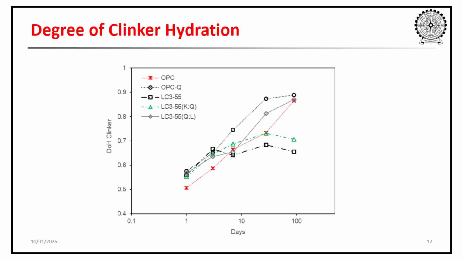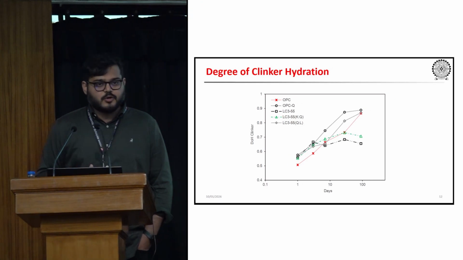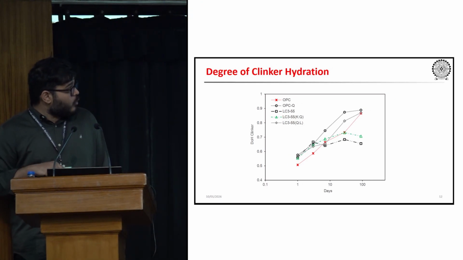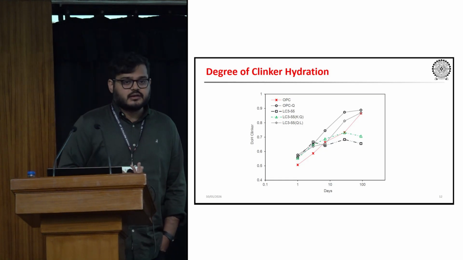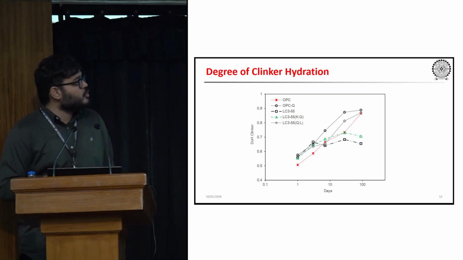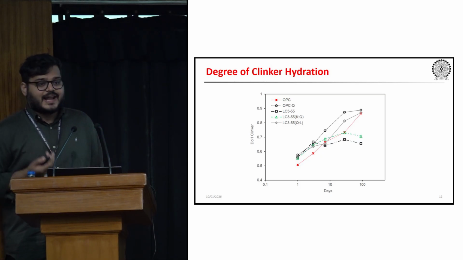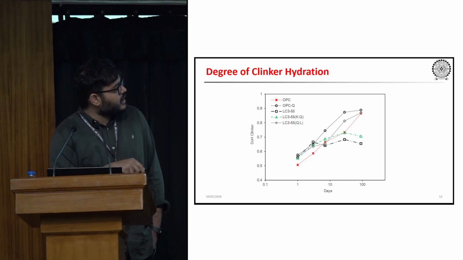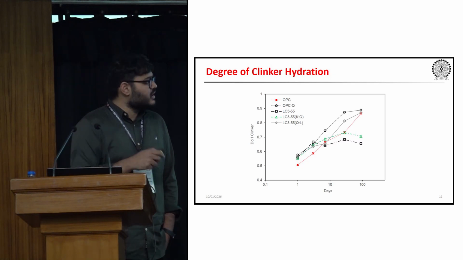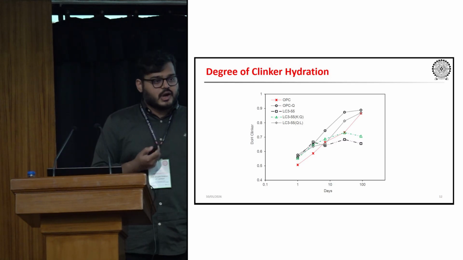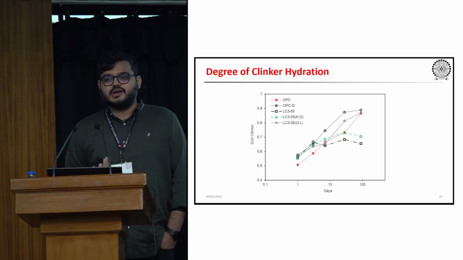So for the degree of clinker hydration, there are many techniques to measure how much of the clinker is reacting at a particular age. One of the most commonly used techniques is X-ray diffraction, about which I'll be talking in the next section. What you can see here is that typically after 24 hours, approximately 55 to 60% of your clinker is reacting. And this degree of hydration goes up to nearly 85% after 90 days. The red line is the OPC hydration, the clinker reaction in OPC. You can see that it is a very nice continuous curve with an approximate reaction of 50% at 24 hours, that increases up to around 85% after 90 days.